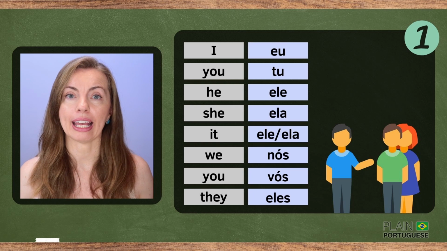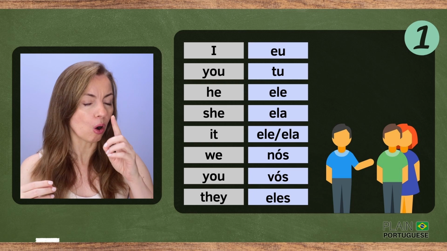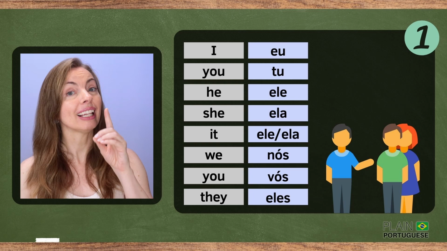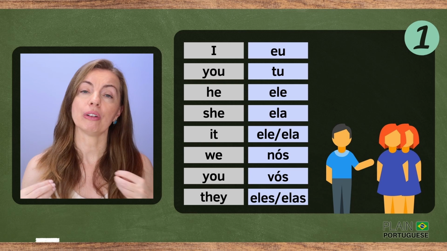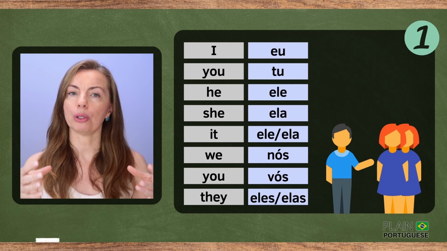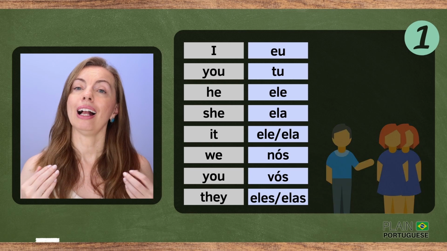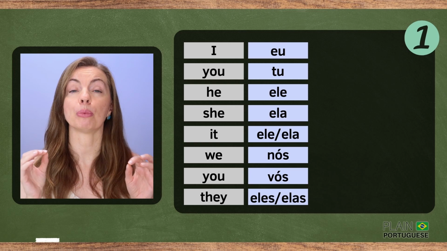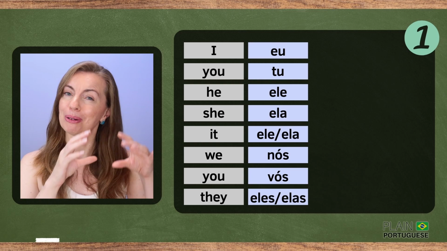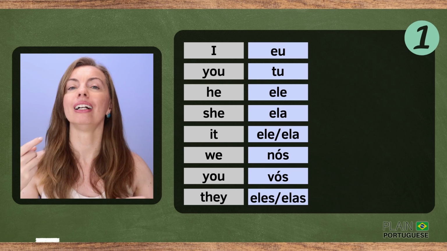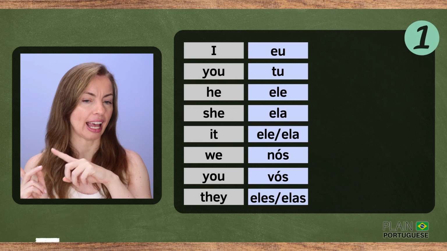Eles, equivalent to they, when they refers to a group where there are only masculine nouns or to a mixed group where there is at least one masculine noun, eles. And then elas, equivalent to they, when they refers to a group where there are only feminine nouns, elas. As I said before, this is what you'll see in a Portuguese grammar book. I'm not talking about real life, not yet. Eu, tu, ele, ela, nós, vós, eles, elas.